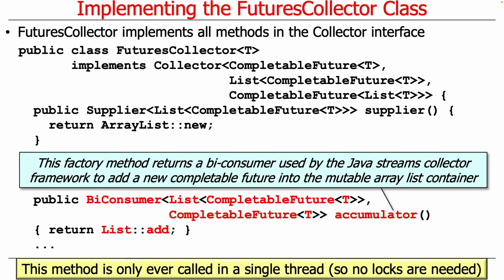The accumulator is a factory method that returns a BiConsumer, this guy, and that's used by the streams framework to add a new completable future into the mutable ArrayList container, the mutable result container that's storing the elements in the stream. And you can see all this does is it returns the list add method, and list add is very simple. It's going to take a list, and it's going to take the item to add, and it adds the item to the list. Since we're implementing a non-concurrent collector here, and we're using it only in the context of sequential streams, we don't have to worry about having to put a lock on this add. This is only ever called in a single thread, so there's no need for locks whatsoever.